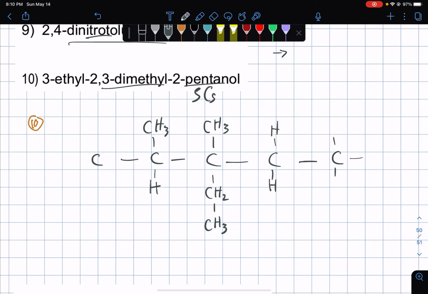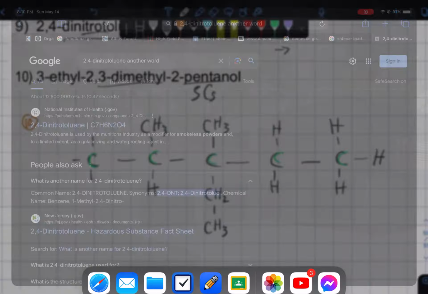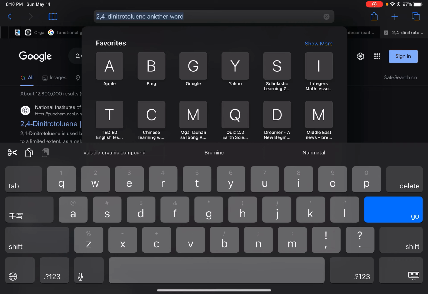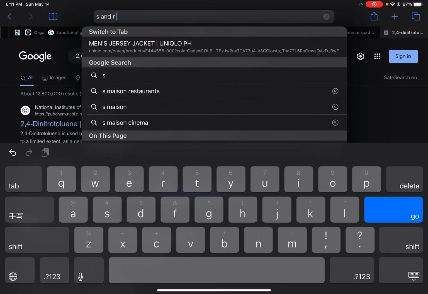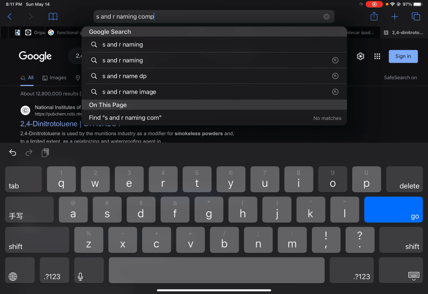I'm not sure if this policy applies, but in this scenario we count from left to right. So 1, 2, 3, 4, 5. I'm not sure if there's a policy called exactly that, but I think there is. There's the S and R naming of compounds.